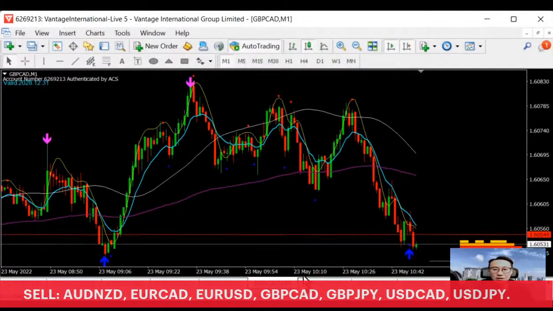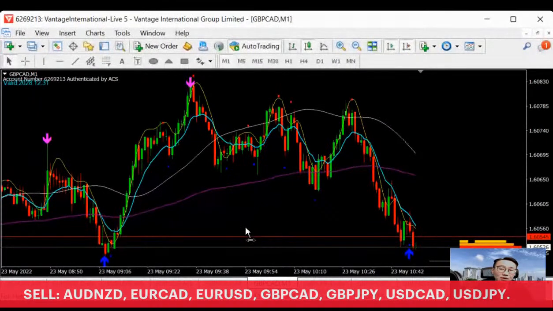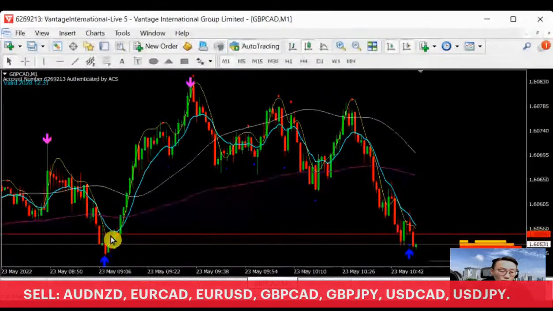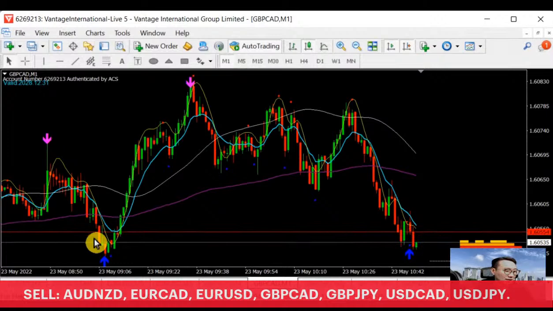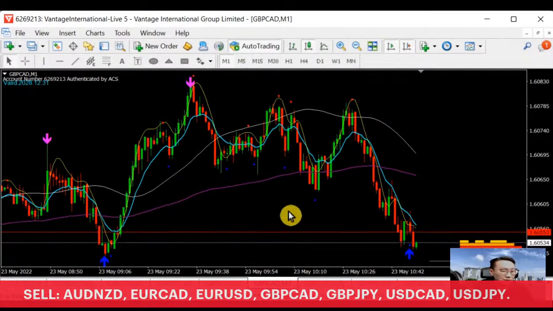Dollar CAD is not really. Let me know if you see any, because I may miss out some. Just let me know if you happen to see any trades that are coming our way.